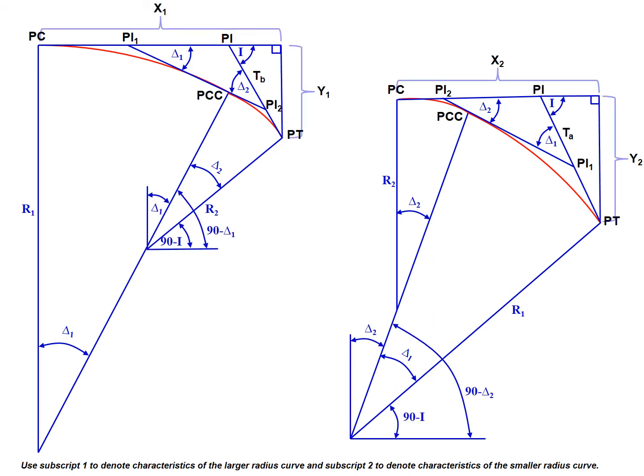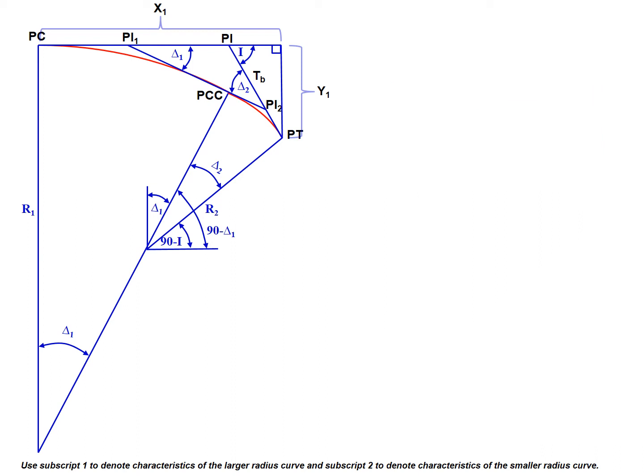So adding in some more geometric components here, we're going to end up using the important characteristics of x1, y1, and x2, y2. And these are formed with a 90-degree angle here, and it's going to help us solve using geometry for T sub a and T sub b that we need for our compound curve system. So starting with the case where we have our larger radius first, a larger radius close to the PC.